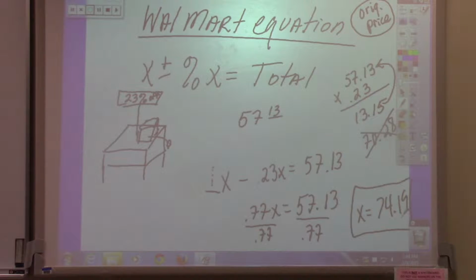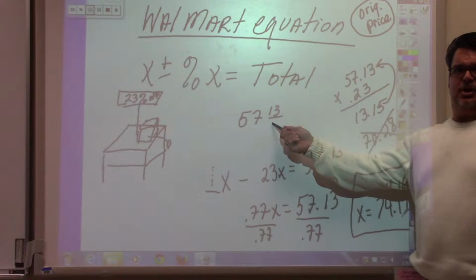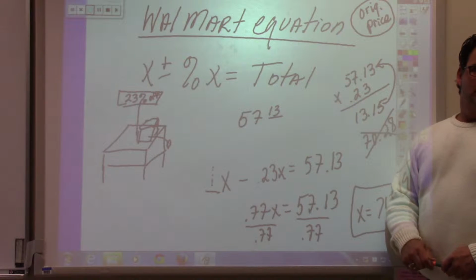You cannot, remember this, you cannot back in an original price. You can't do it, because you're assuming that the final price is the price that you're taking the percentage off of. You can't do that.